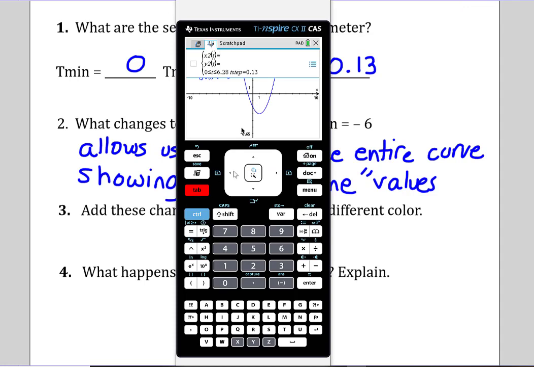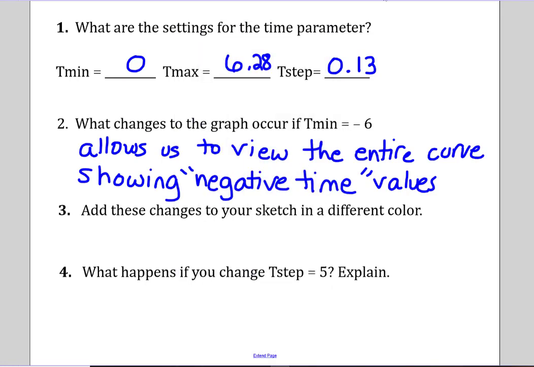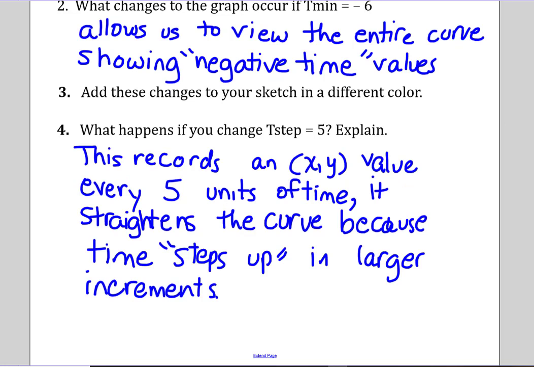So once again, hitting the tab button and back to that graph, we're going to change the time step from 13 hundredths to 5, and we've got straightened out lines. And what would that indicate for us in terms of the graph? Can you put something into words there? I would say something like this. This records an x, y value every 5 units of time. It straightens the curve because time steps up in larger increments or values or sections.